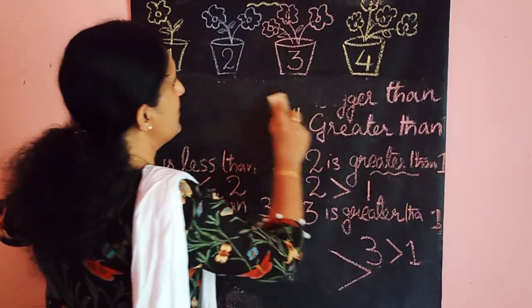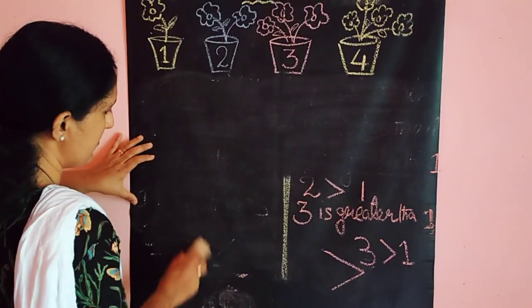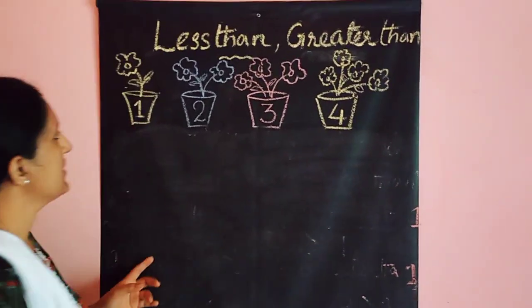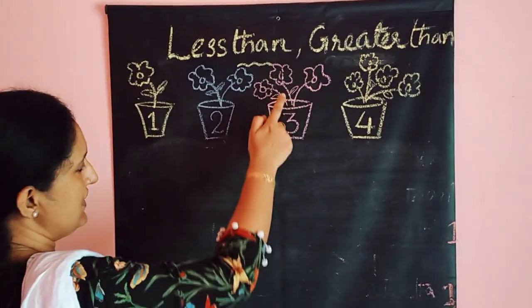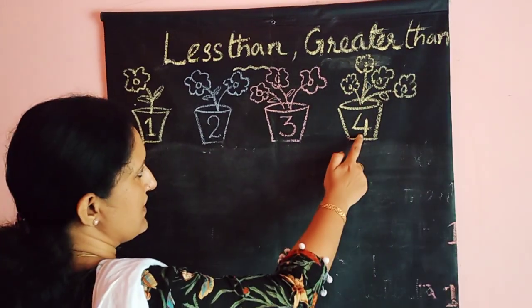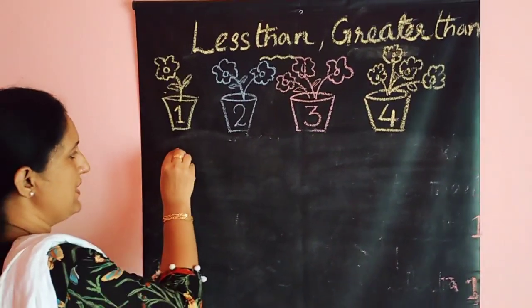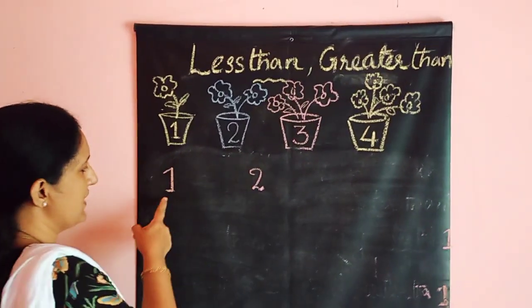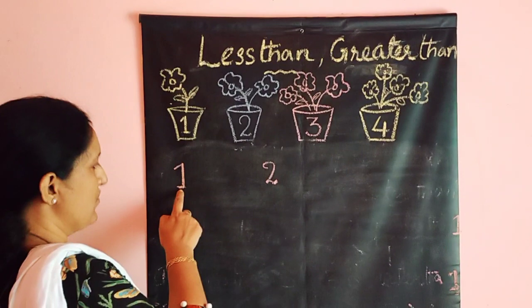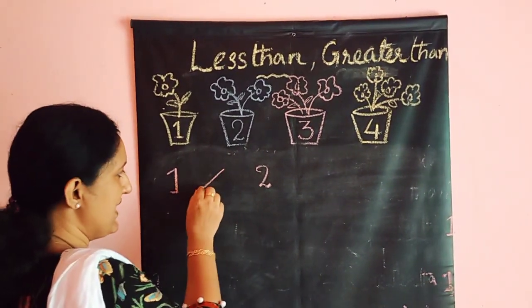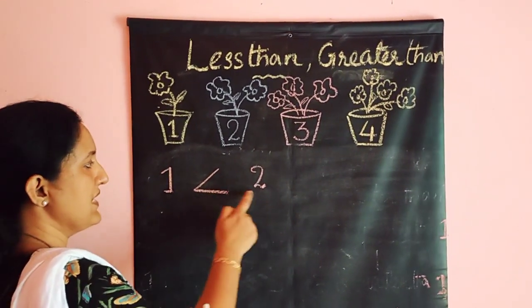Okay, so one more example we can compare. Here some flower vases are there and we can count and write how many flowers are there. In the first flower vase only one flower, in the second flower vase 2 flowers, third represented by 3, 4 flowers represented by 4. Now we can compare 1 and 2 first. Which symbol can we use here? Yes, 1 is smaller than, the less than symbol. How can we read this? 1 is less than 2.